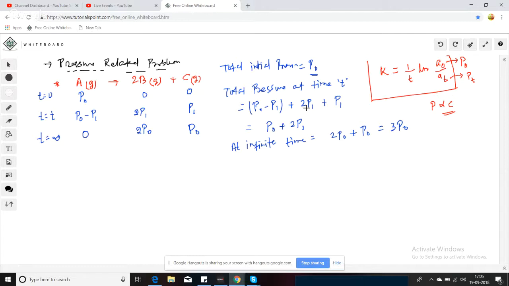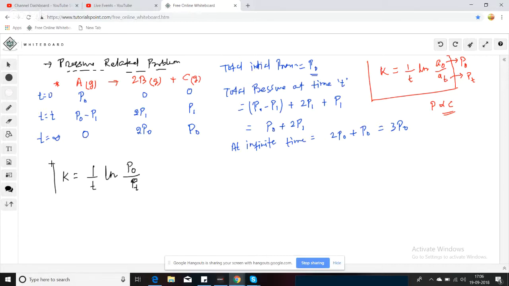Suppose I have to write down the rate law expression, or the expression for the first order equation, in terms of pressure. That expression would be: K is equal to 1 divided by time t, ln of initial pressure, which is P naught, and after time t, the pressure is Pt.